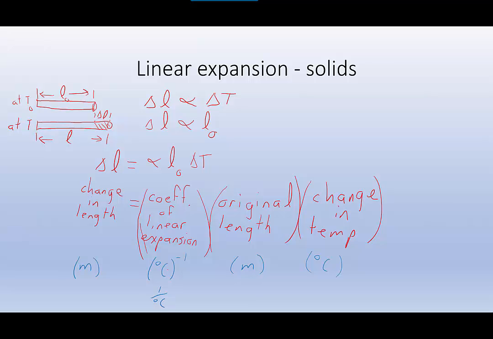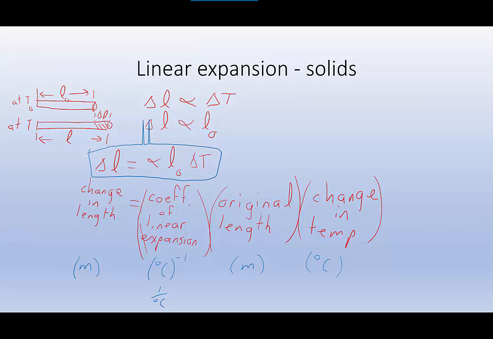So again, if we're talking about how much does an object expand, a solid expand due to a change in temperature, we need to look at this equation right here. Delta L equals alpha L naught delta T. Make sure you have this written down. Not only will you need it in the problems solving in class, but also you can have it on your note card for the test.